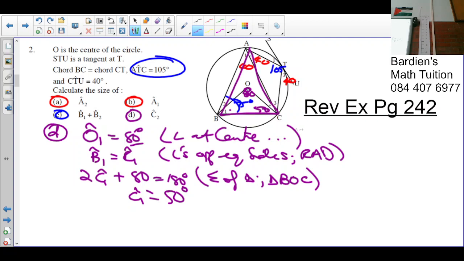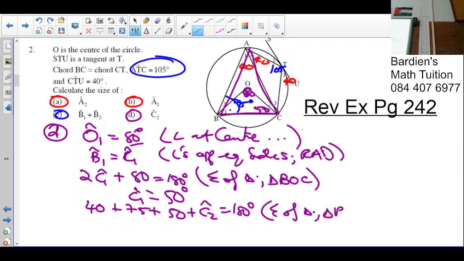So it's going to be 40 plus B1 and 2, which is 75, plus C1, which is 50, plus angle C2 is equal to 180. Why? Sum of angles in a triangle, this triangle BAC. Angle C2 is equal to 180 minus 90 is 90, minus 75 is 15 degrees. So you see, sorry, C2, it's 15 degrees.